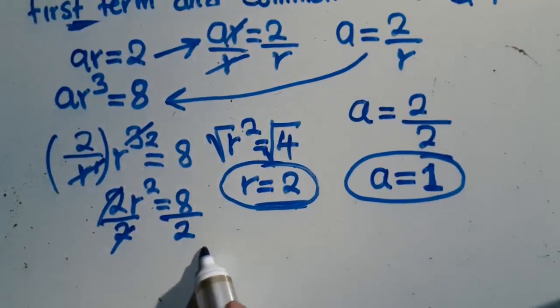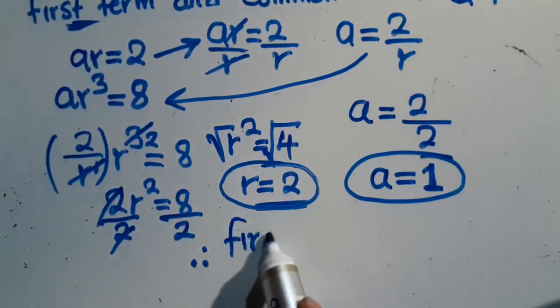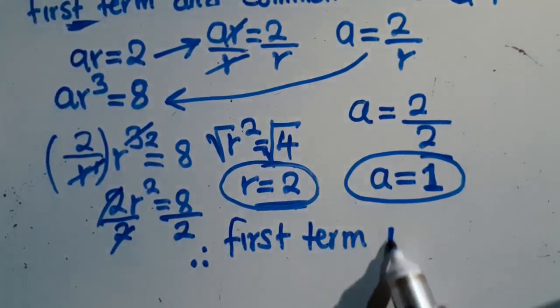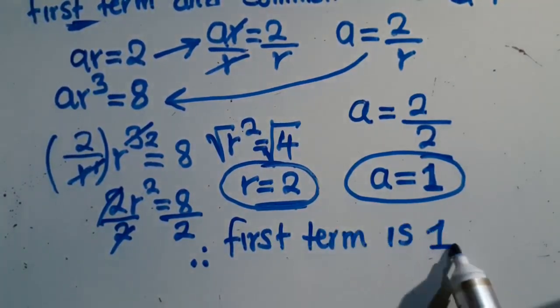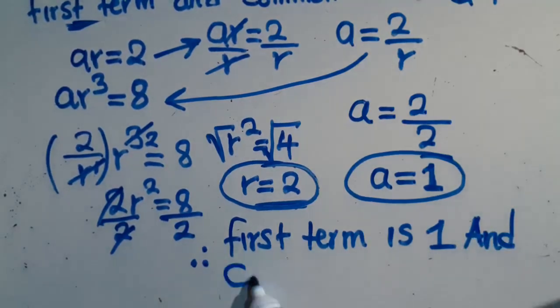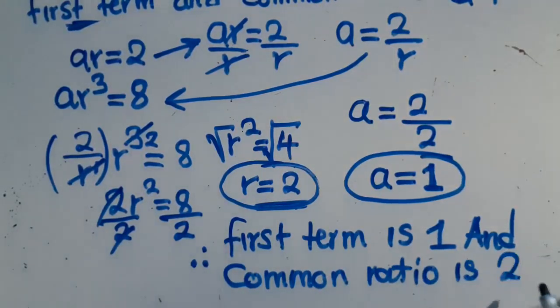You just conclude and say, therefore, the first term is 1 and the common ratio is 2. You are done like this. So this is what you needed to do.